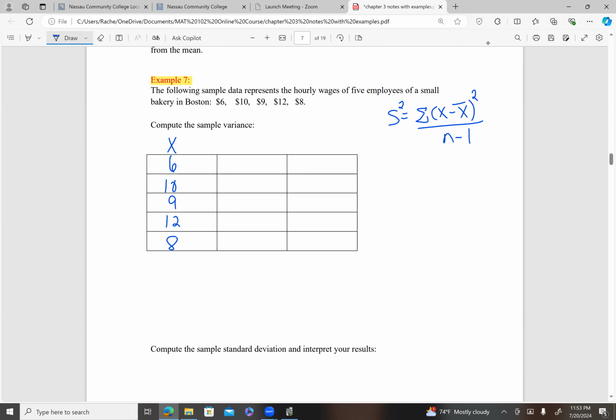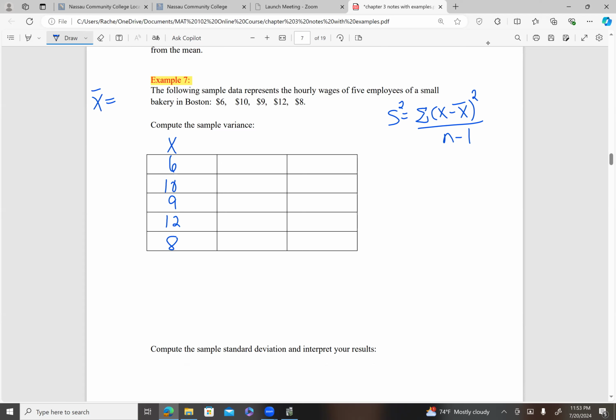Now, in order to compute this formula, I have to take X and subtract X bar from each data value. So why don't we calculate the sample mean? So what is X bar in this case? What is the sample mean for these 5 hourly wages?